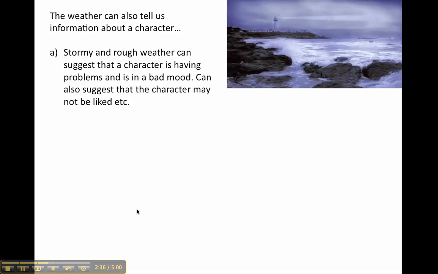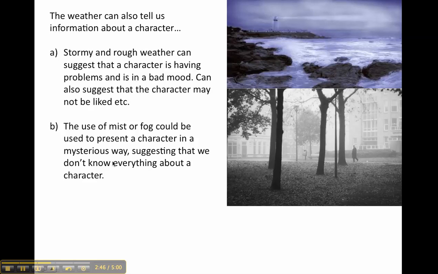Now, the weather is a key thing as well that Shakespeare used to suggest things about his characters. So, for example, stormy and rough weather could suggest that a character is having problems or is in a bad mood, or could suggest that the character may not be liked or is up to no good. Now, the use of mist or fog could be symbolic of mystery, suggesting that we don't know everything about a character, that we don't get the full picture.